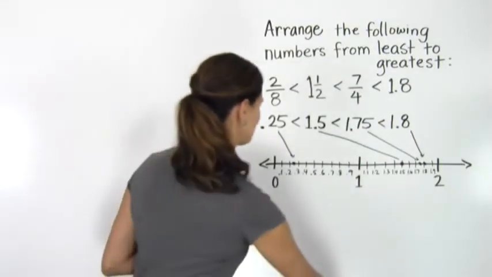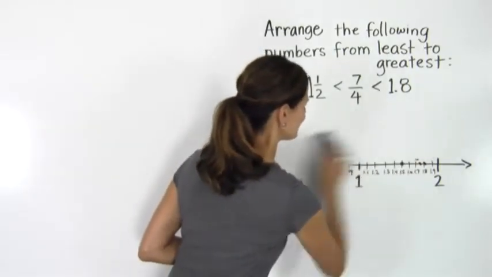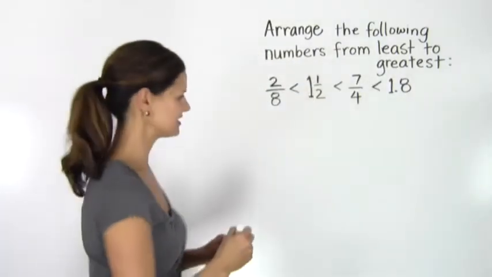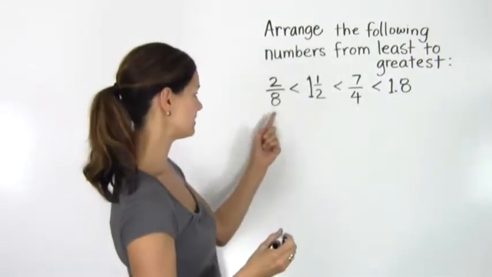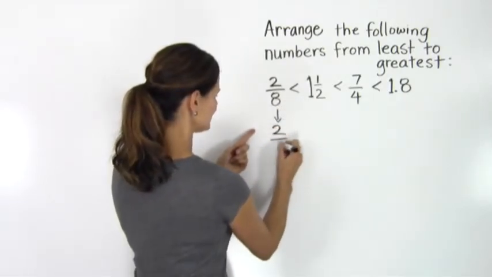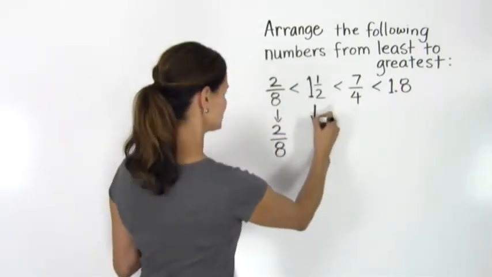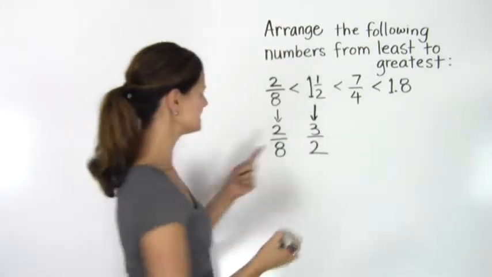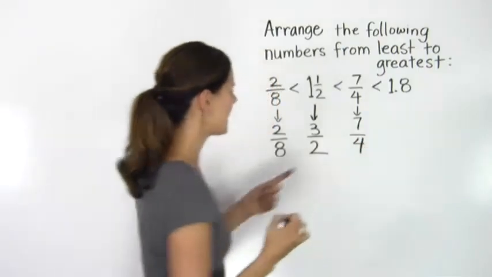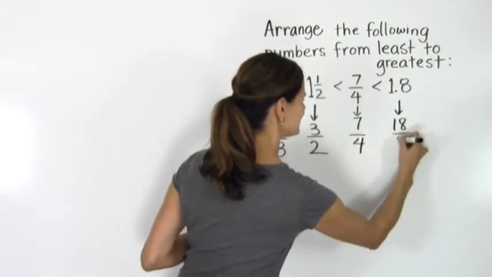A more difficult approach to this problem would be to convert all of these to fractions and then find their common denominators. So two of them are already fractions, but converting this one to a fraction would still stay at 2/8. 1.5, converted to a fraction, would become 3/2. 7/4 is already in fraction form. And 1.8 converted to fraction form would be 18/10.